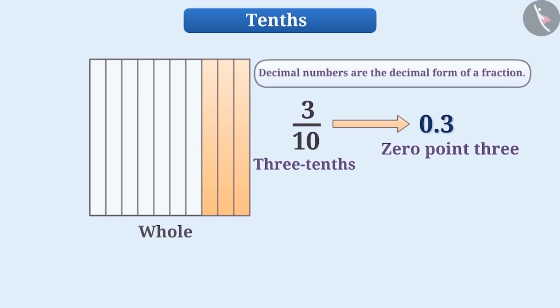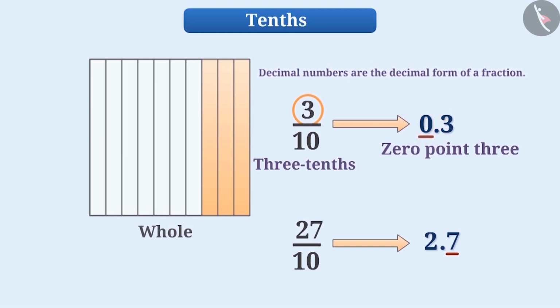Therefore, we can say that decimal numbers are the decimal form of a fraction. If the denominator of a fraction is 10, then to represent it in decimal form, we write the numerator first and then we place the decimal point before its rightmost digit. If there is only one digit in the numerator, then we place a 0 before the decimal point.